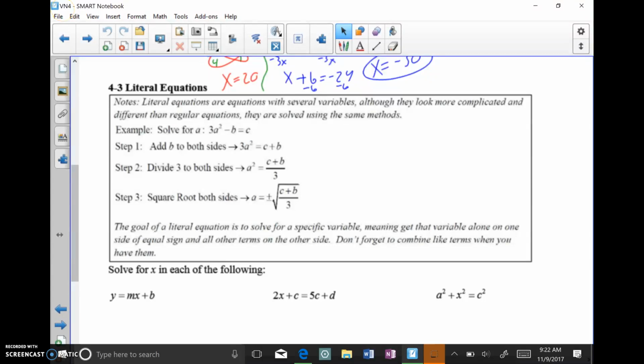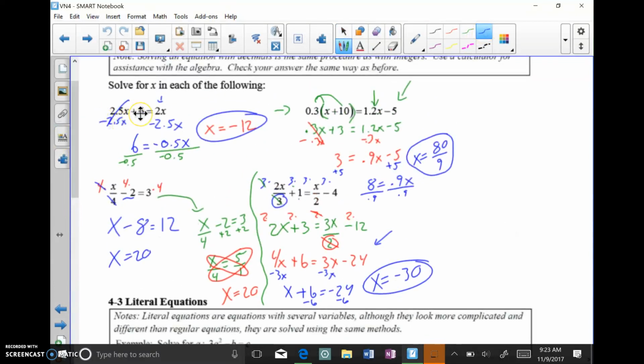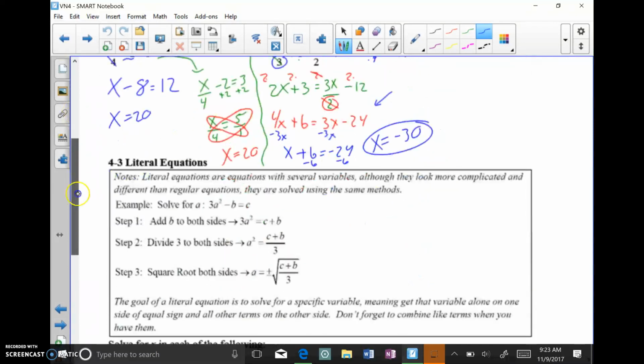Algebra 1, Common Core, Unit 4, Section 3, Literal Equations. So this is coming after we're just solving equations, and literal equations are essentially equations where we don't have a lot of numbers and we have more letters. But we have to remember that when we're solving equations, the process didn't really change a whole lot, whether it was decimals or fractions or whole numbers.